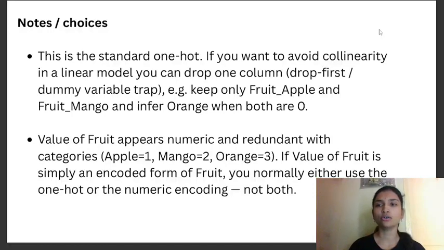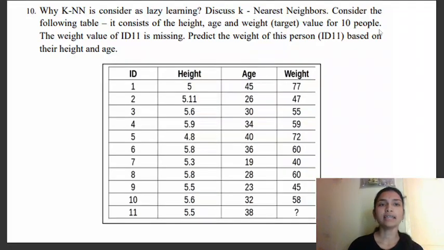If you want to avoid collinearity in a linear model, you can drop one column. Example: keep only fruit apple and fruit mango and infer orange when both are 0. The value of fruit appears numeric and redundant with categories: apple is 1, mango is 2, orange is 3. If the value of fruit is simply an encoded form of fruit, you normally use either one hot or numeric encoding, not both.